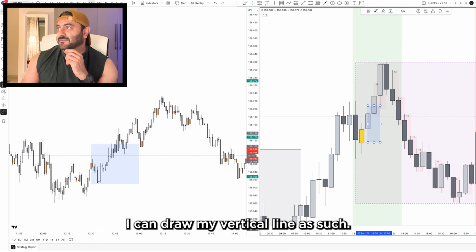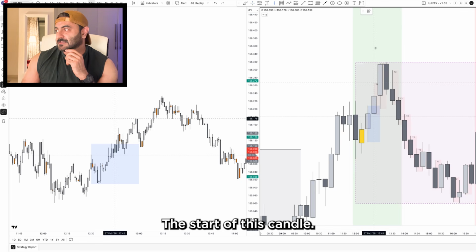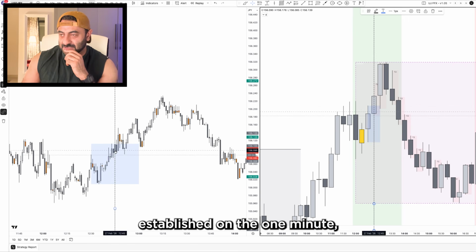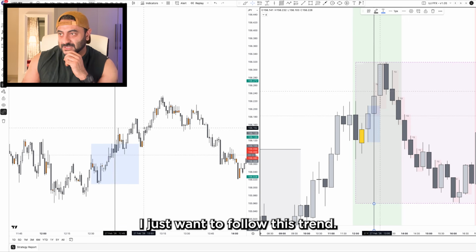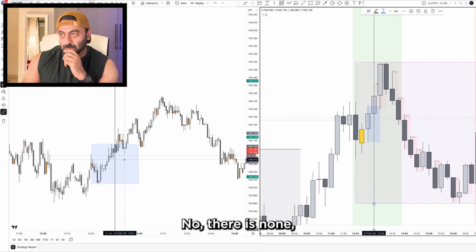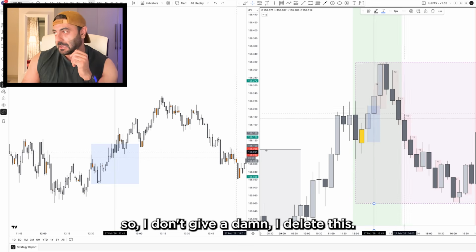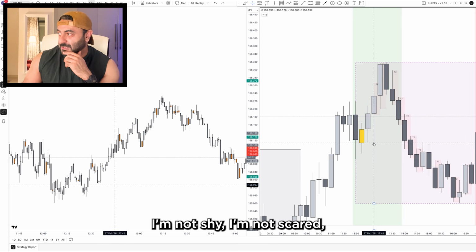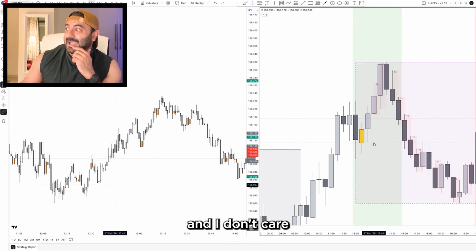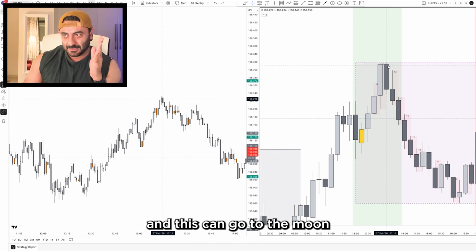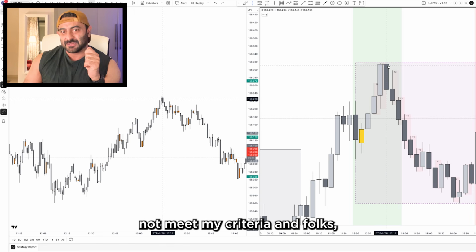I can draw my vertical line as such on the start of this candle. It is a clear trend established on the 1 minute. I just want to follow this trend. Is there a low, a fractal low that has been broken? No, there is none. So I don't give a damn and I delete this. I'm not shy. I'm not scared. I don't FOMO in. I don't care if I miss this entire leg and this can go to the moon, as long as it does not meet my criteria.